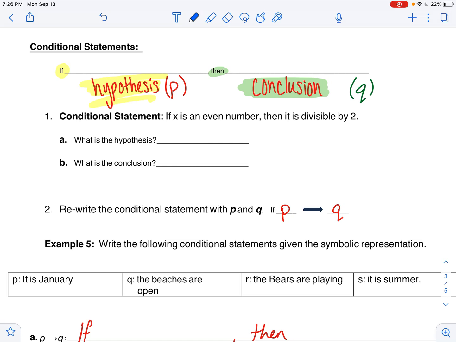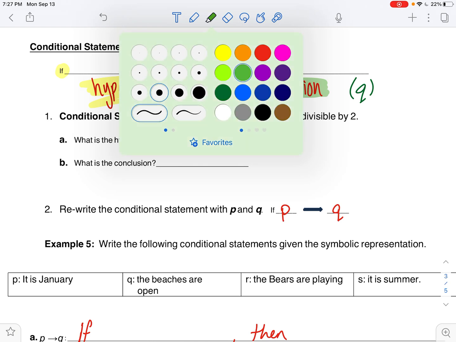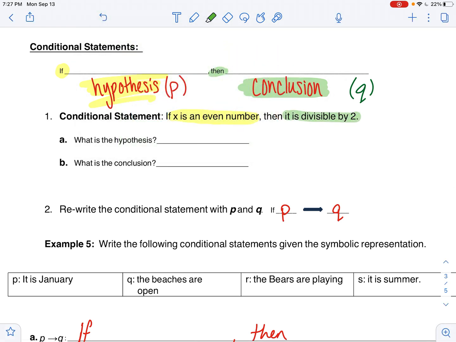So a conditional statement is usually of the form if-then, where I have if some hypothesis P, then there's a conclusion Q. So for example, if x is an even number, x being an even number is my hypothesis, then it is divisible by 2. And it's much easier to identify your hypothesis in any situation because it always comes after the word if. So if x is an even number, then it is divisible by 2.